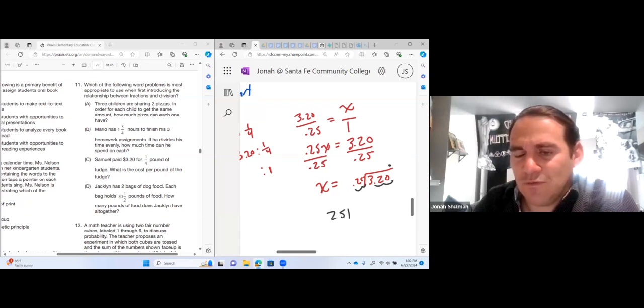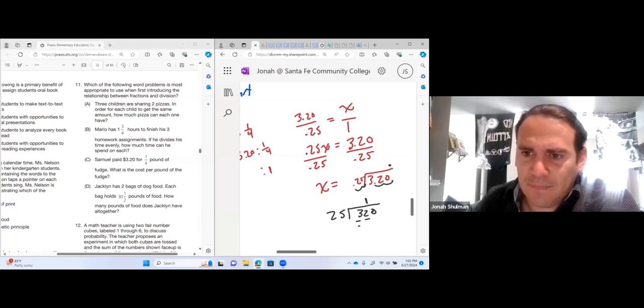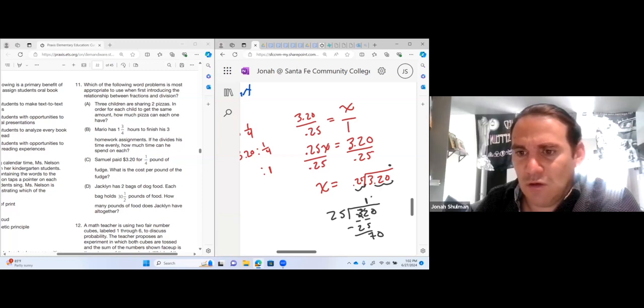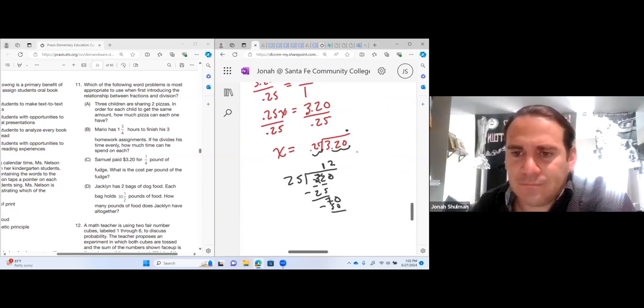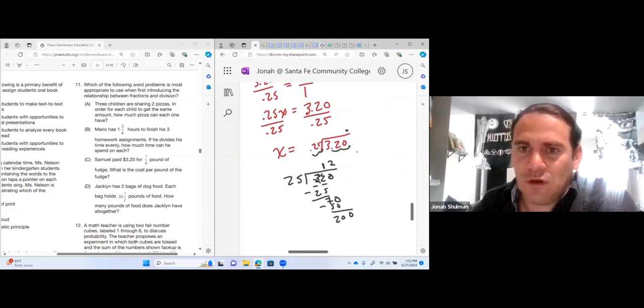So I literally have 25 goes into 320. Does 25 go into 3? No. Does 25 go into 32? Yes, it goes in one time. Minus 32, or what is 12 minus 5? That is 70. 25 to 70. So 20, 50. So we have 12. That gives us 50. So I'm left with 220. So I have 12 point, because the decimal can't move, right?